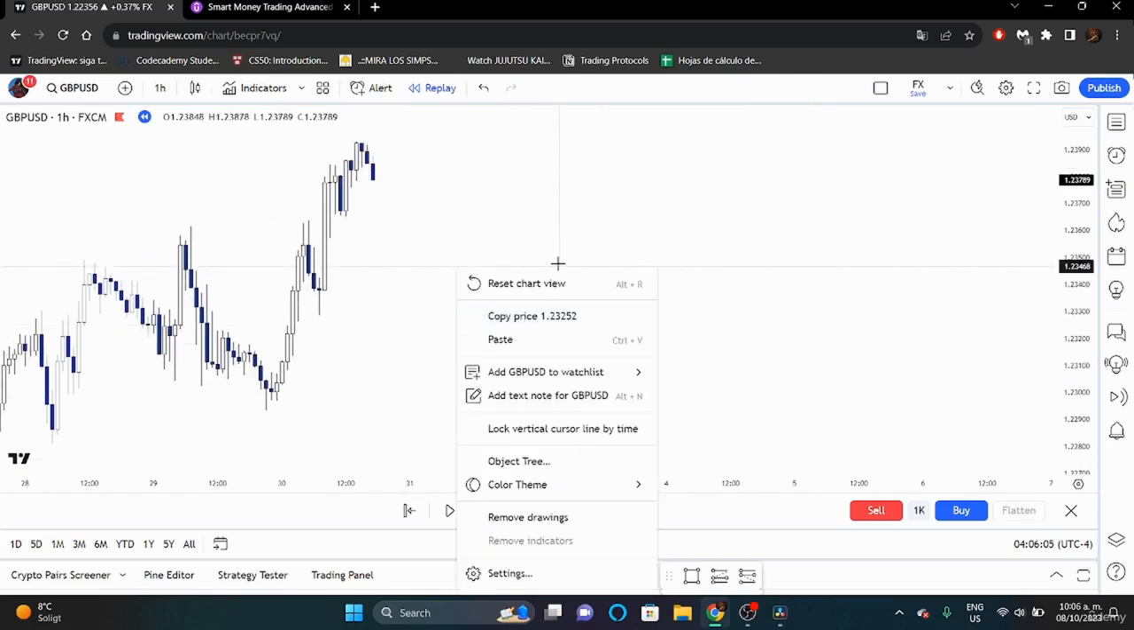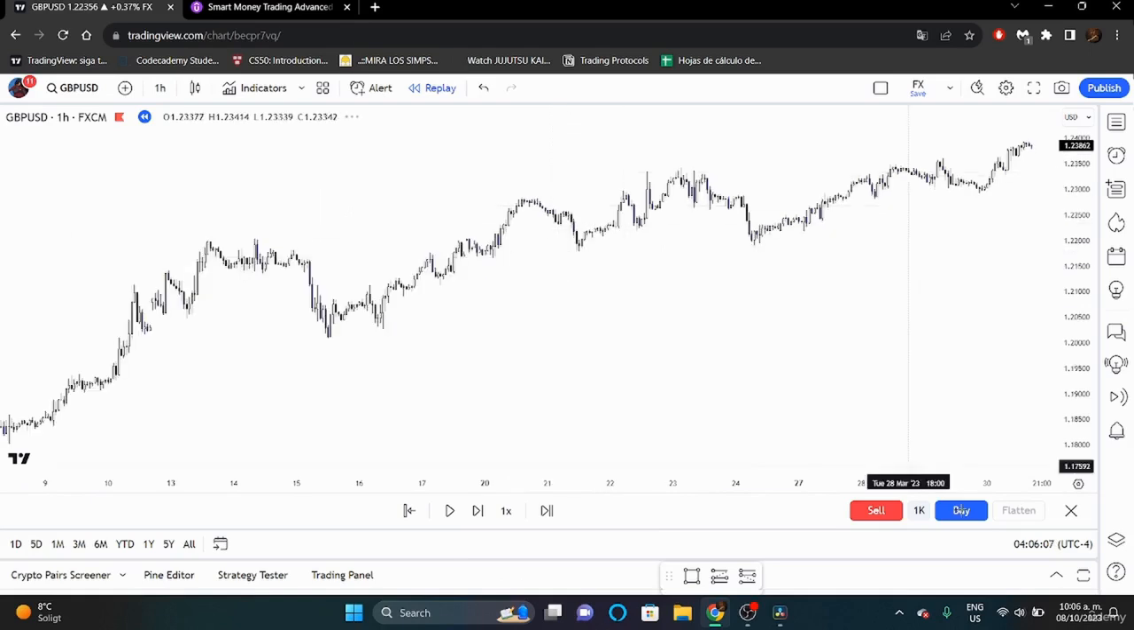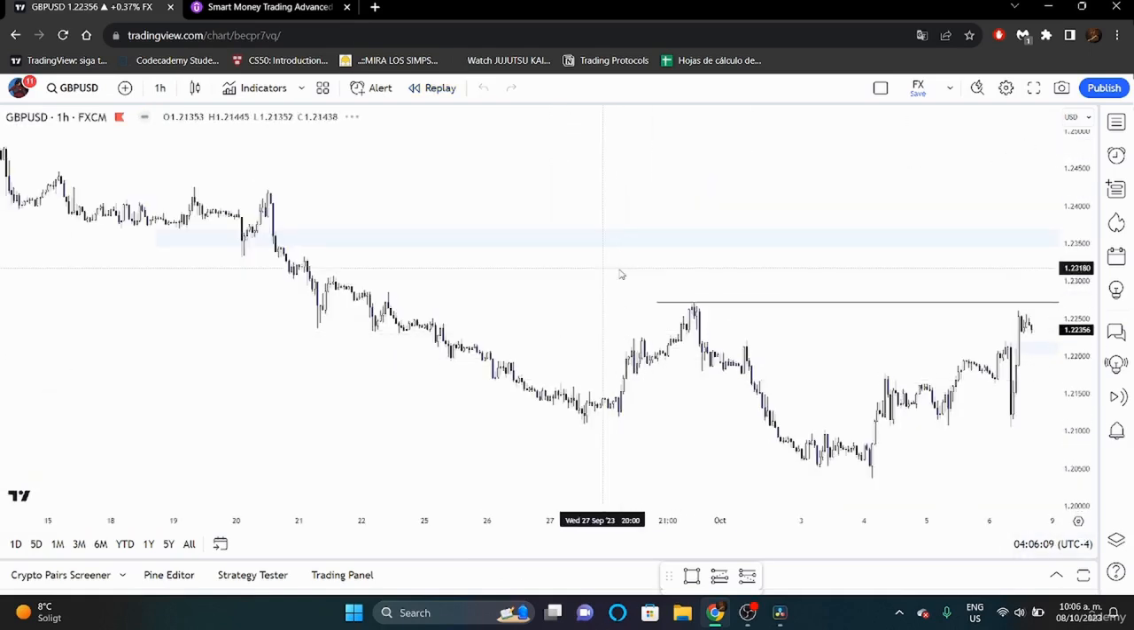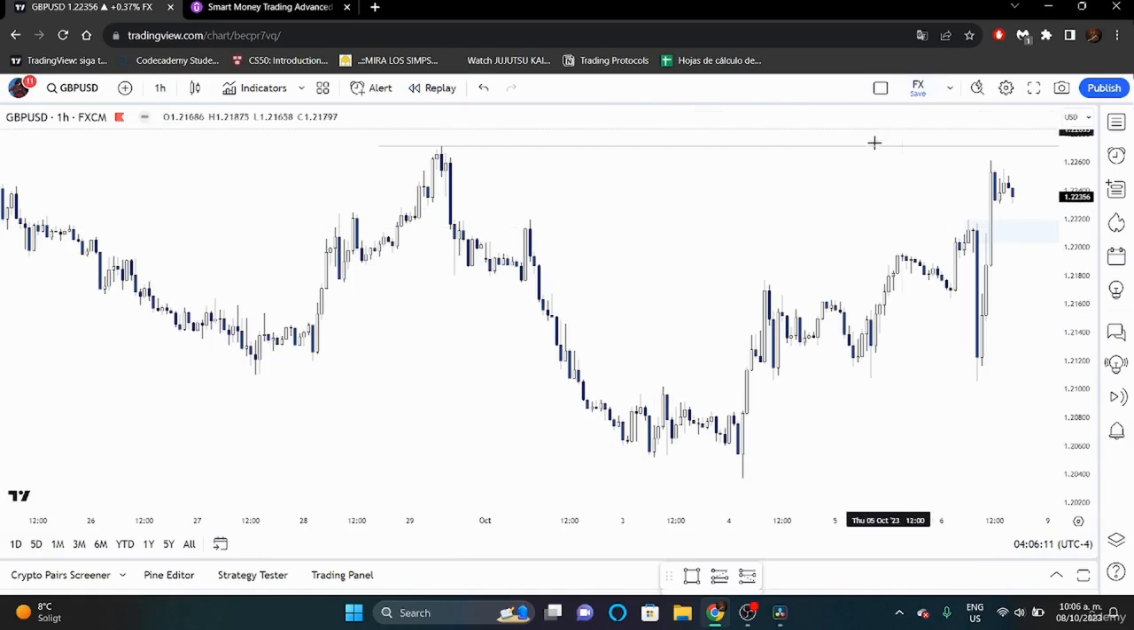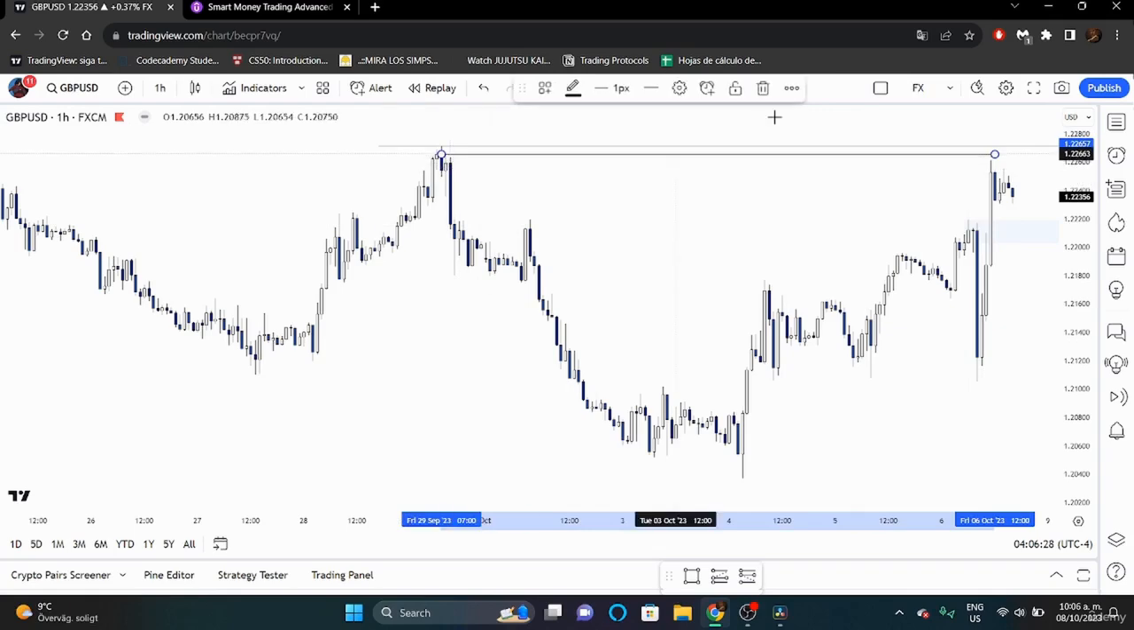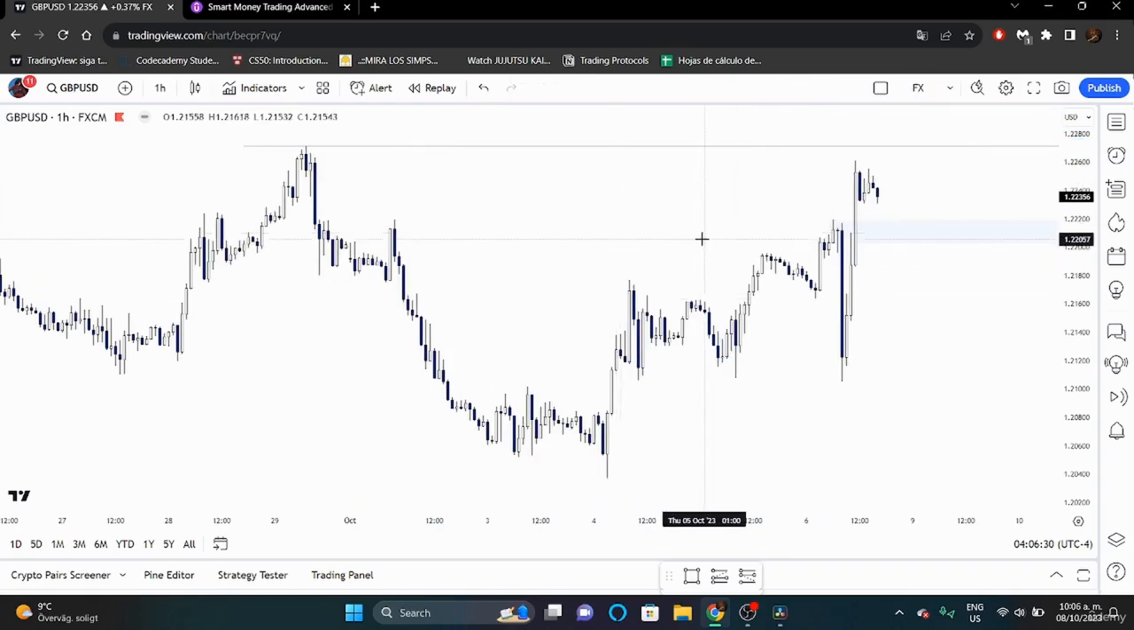So, liquidity is basically, let's take this so you can concentrate. Liquidity is basically inefficiencies and swing highs, swing lows. Also, the last type of liquidity is the rejection blocks. Rejection blocks are, like I already explained, the highest body of the candle. Rejection block is going to be that.